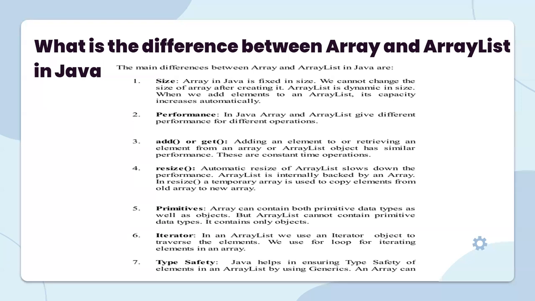Iterator. In an ArrayList we use an iterator object to traverse the elements. We use a for loop for iterating elements in an array.